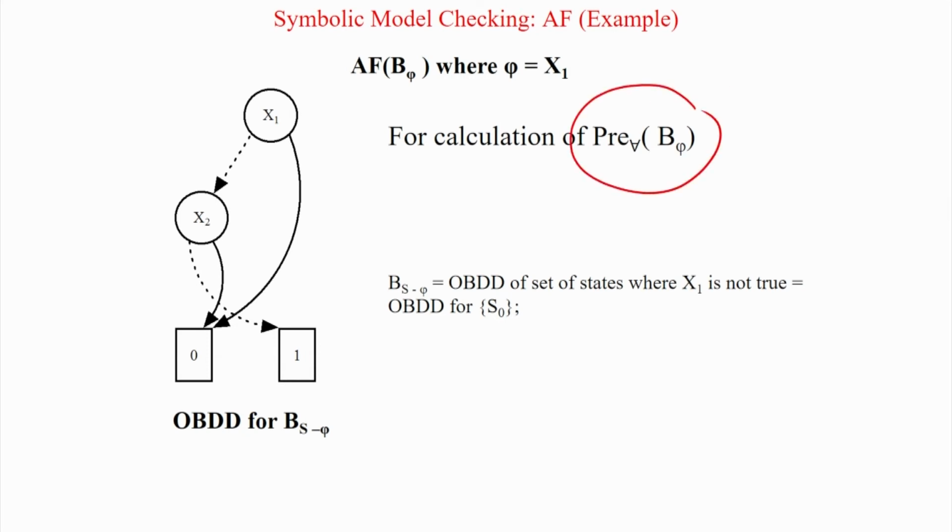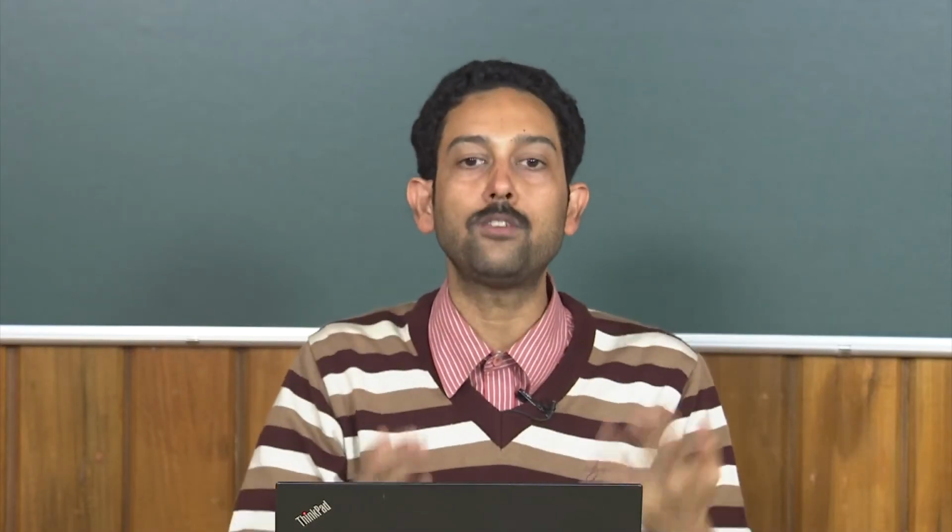But if you recollect, for pre of all B phi, we actually do not go in a direct manner, we go in an indirect manner. First we go for B of S minus phi. That is the set of all states where x1 is not equal to true, that is S0. In the last lecture, where we showed the algorithm for pre of all, we do not directly hand calculate as we have seen on the Kripke structure, rather we take a negated way of doing it. First we find all the states where phi is equal to false, and then we find all the states from where there is at least one transition to the states where phi is false, and then we subtract it from the entire state space to get the answer.